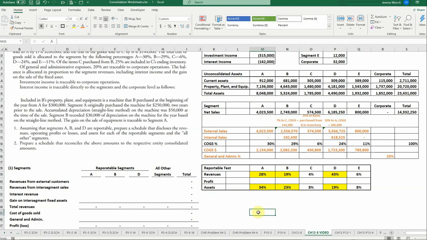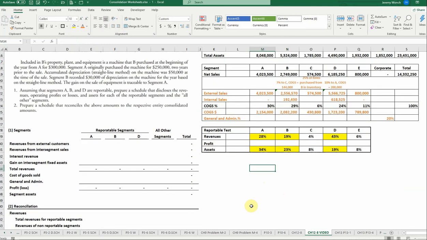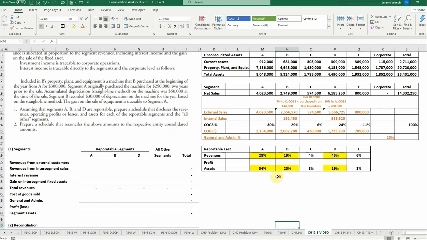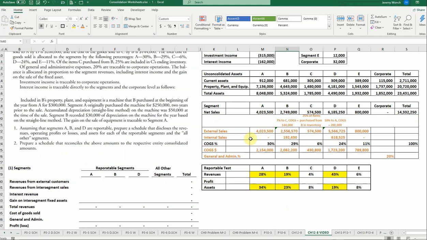Okay, so let's jump into the problem here. And so what we want to do is just prepare a note that breaks down the information for each segment as far as what should be reported. So the first thing we want to do is we want to report revenues from external customers. So in the information of the problem, it gave us net sales here.